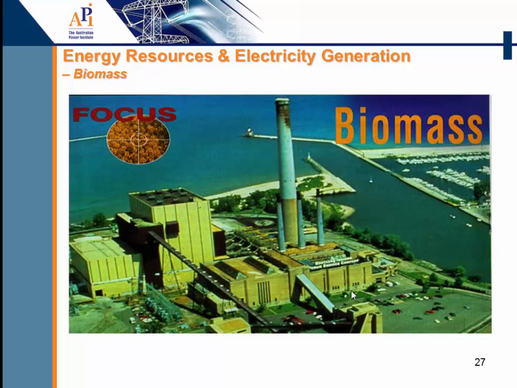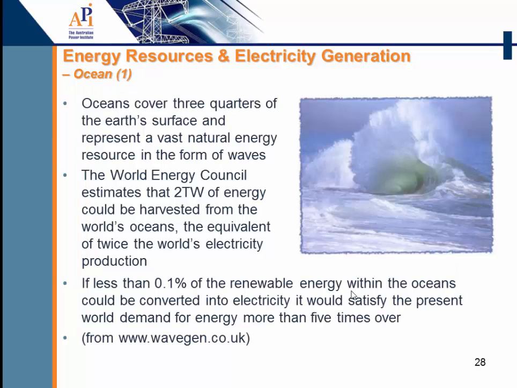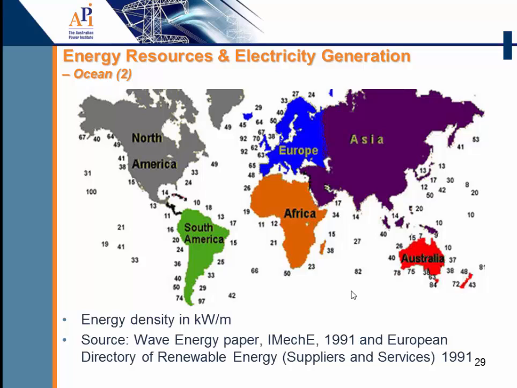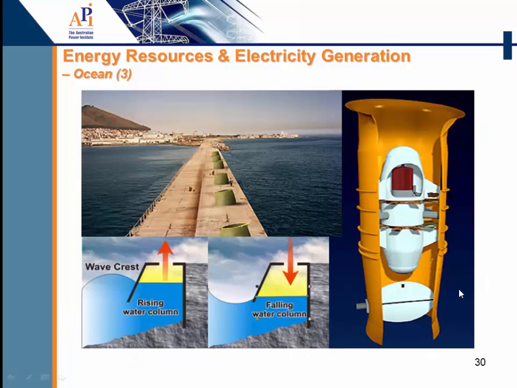For biomass, we use plants and animal waste to generate electricity. We can also tap into the ocean, the tidal and wave energy. They can generate a lot of power. As you can see from this graph, Australia has a lot of potential in wind and ocean power. Basically, we have some small scale turbines based on the tides or the waves to turn the blade, and again generate electricity.